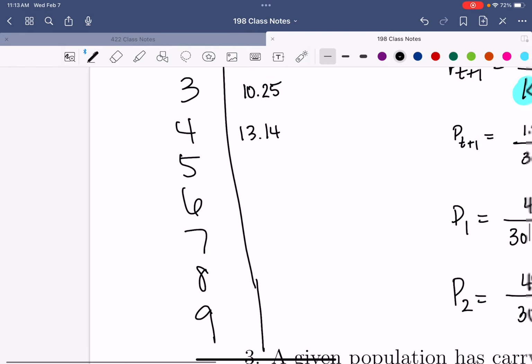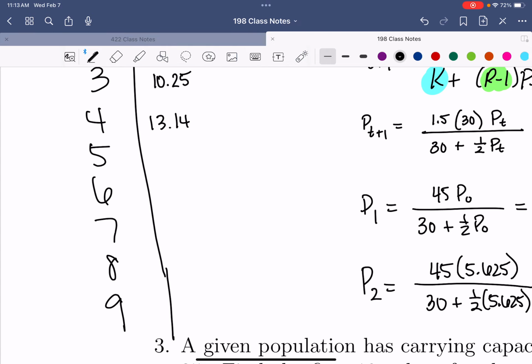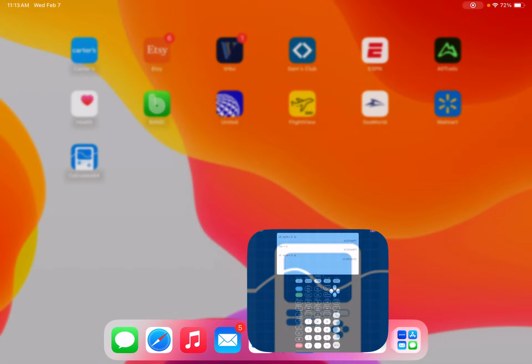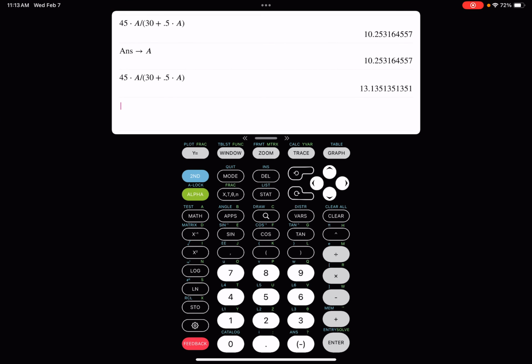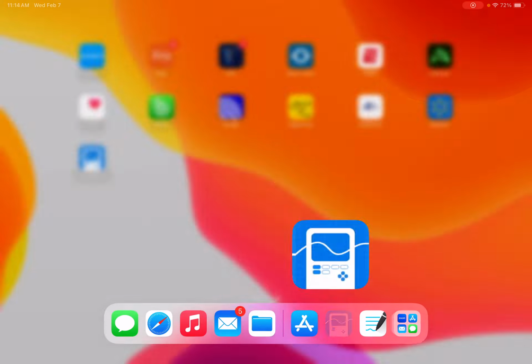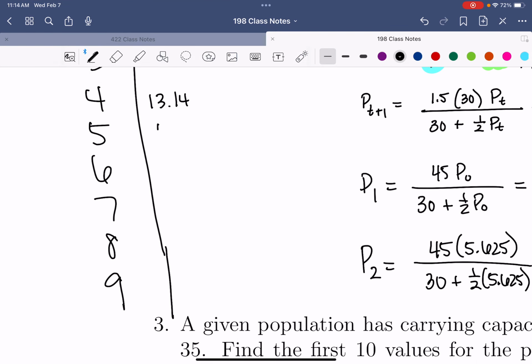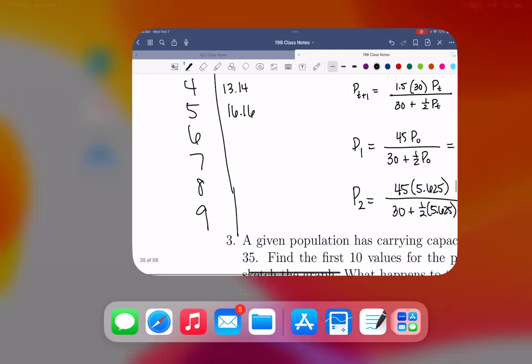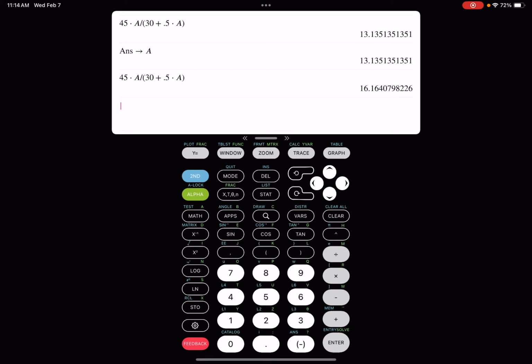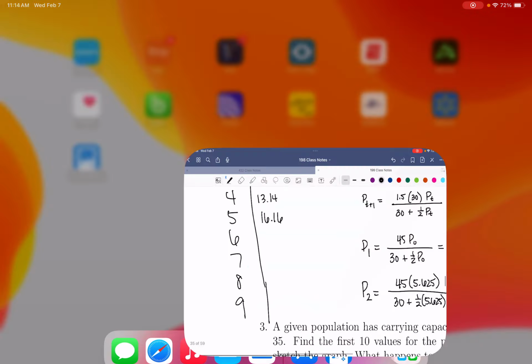And this allows me to keep particular values so I don't have to round and use rounded values. But I don't have to type it all in. And that's what's super nice about this. So store alpha A, enter, second enter, enter again, 16.16. Store alpha A, second enter, enter, 19.1.